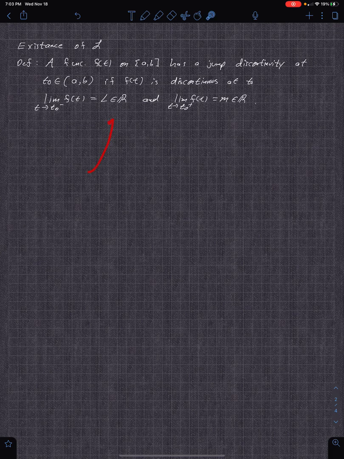So it doesn't approach infinity, right? So the limits exist, but they can be different numbers. Like you can go to here and then to here. That's a jump discontinuity, but they both exist as a limit. The function value doesn't have to exist though. All right, so that's one of the concepts.